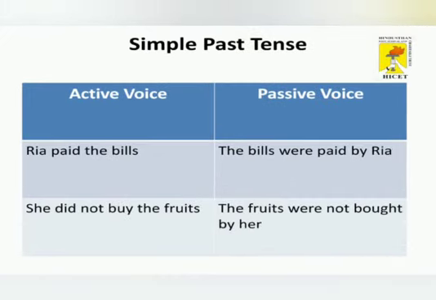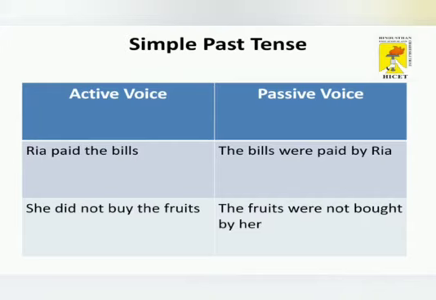To form passive in simple past, depending on the subject of the sentence, add was or were plus V3 form of the verb. Like Ria paid the bills. The bills were paid by Ria. She did not buy the fruits. The fruits were not bought by her. When we have did in the active sentence, we can use was or were in the passive sentence.